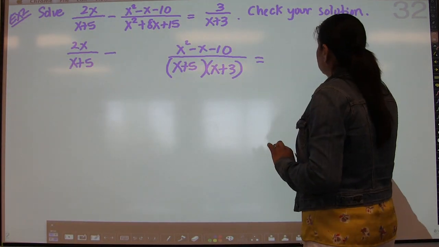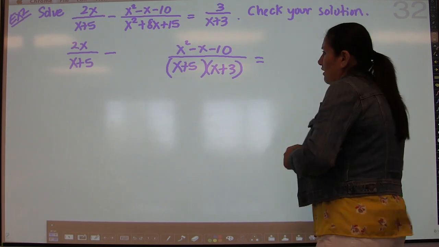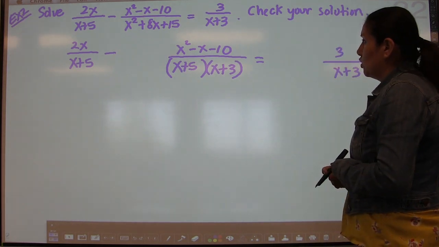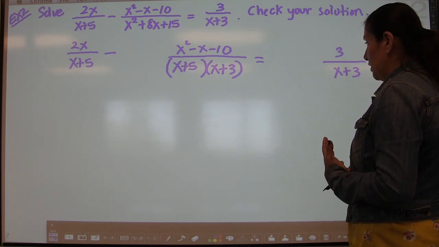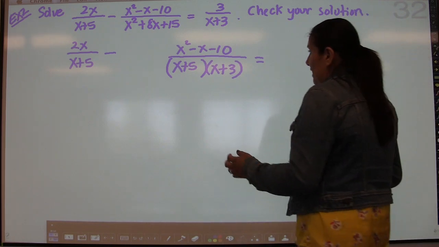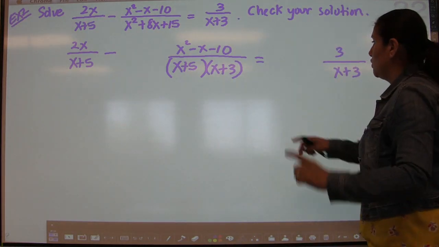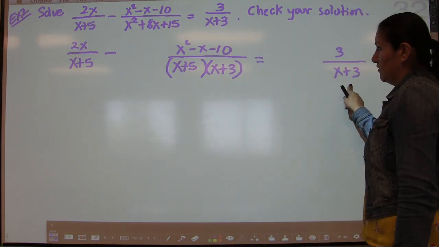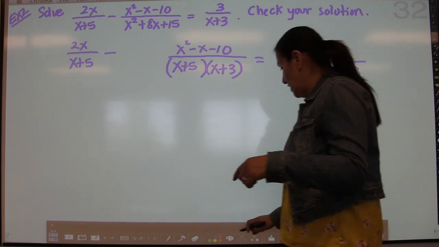and then I'm going to leave some space again, and then we're going to have 3 over x plus 3. So here is my factored equation. And now when I look at the factored form, it's clear to see that the least common denominator is going to be, every factor has to be represented. So I see x plus 5, so definitely need an x plus 5, and you also have x plus 3 as part of the denominator. So my least common denominator is going to be the combination of x plus 5 and x plus 3.